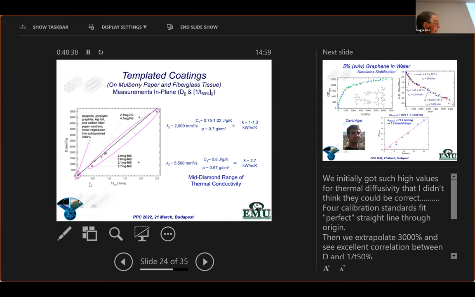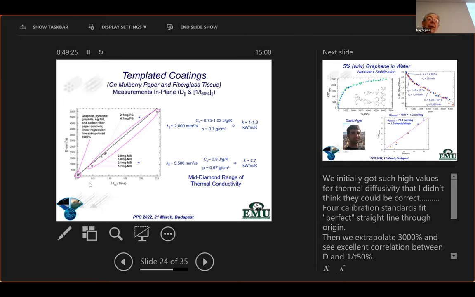And here we have data for six coatings made on mulberry paper, four on mulberry paper, and two on fiberglass tissue. So bottom line is that in the plane of the paper coatings, mulberry paper and fiberglass tissue, we're getting 0.5 to almost 3 kilowatt per meter per Kelvin thermal conductivity, which is equal to the thermal diffusivity times the density times the heat capacity. So we measure the heat capacity by modulated DSC for each of the coating materials, but they're all about 0.7, 0.8 joules per gram per Kelvin.